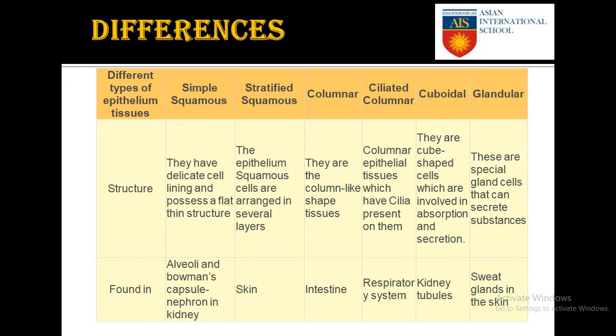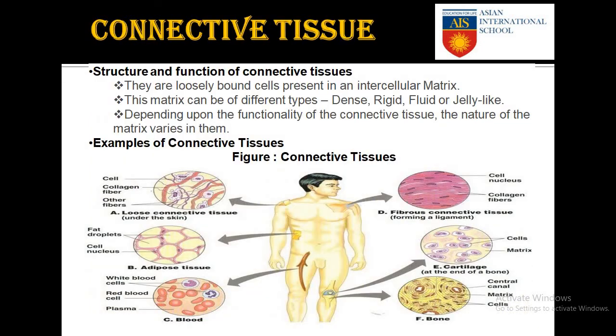Cuboidal epithelium is present in the kidney tubules because it helps in absorption and secretion. Glandular epithelium secretes substances like sweat; sweat glands in the skin secrete sweat.